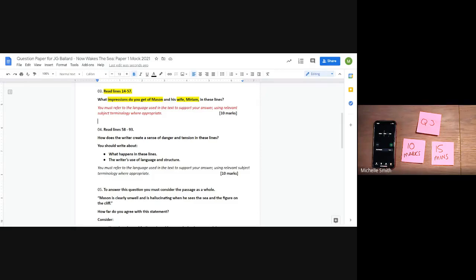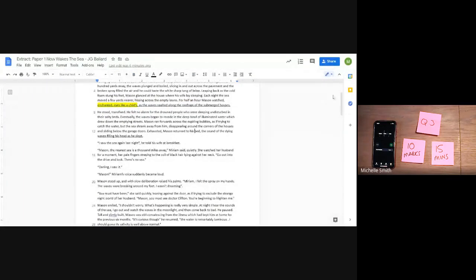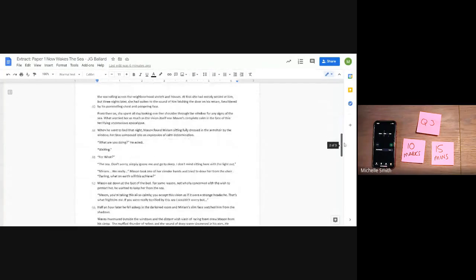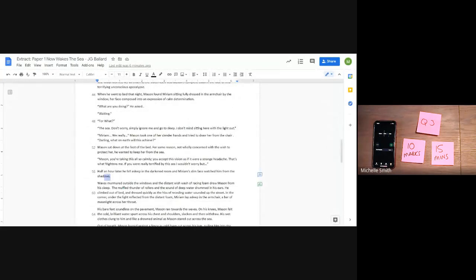So the first thing we need to do is we need to read line 14 to 57. What I'm going to do as well is I'm going to find line 57, and I'm just going to underline it so that I know I can't go beyond that one.